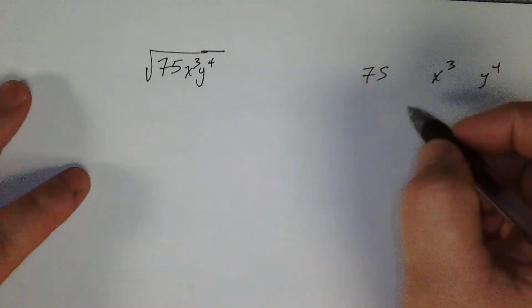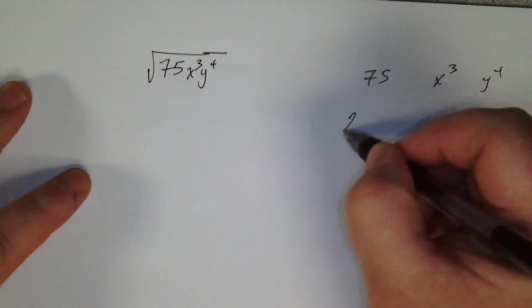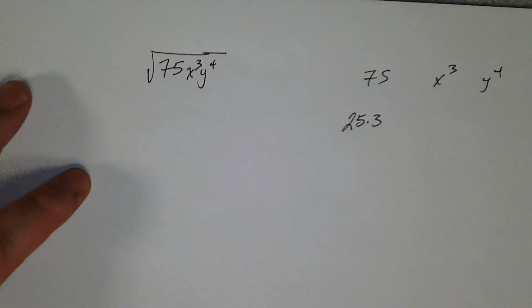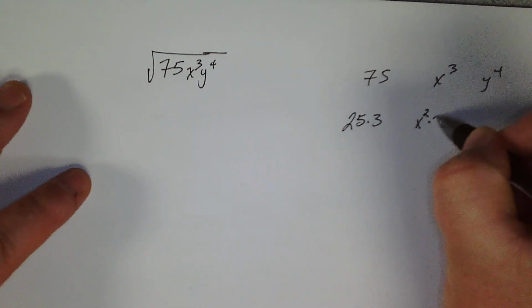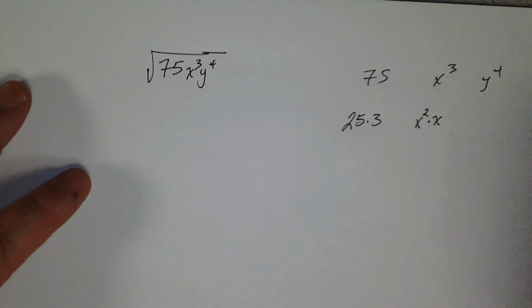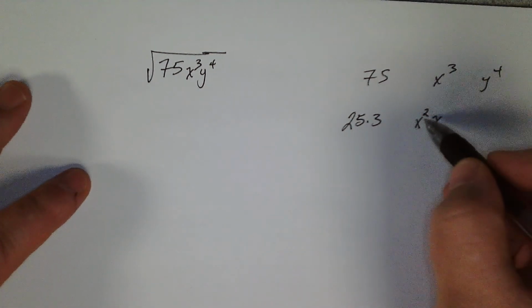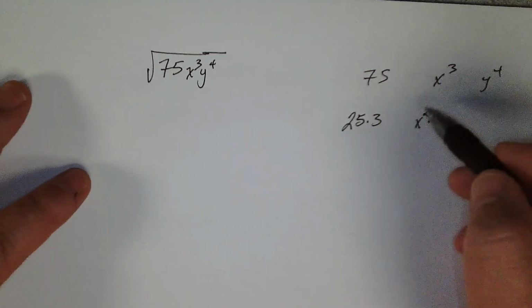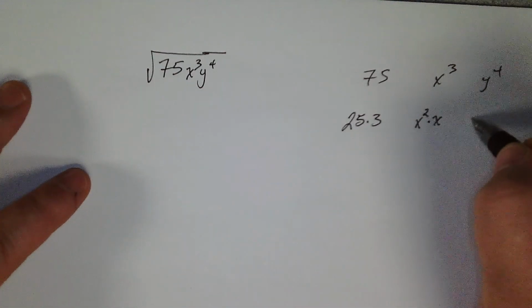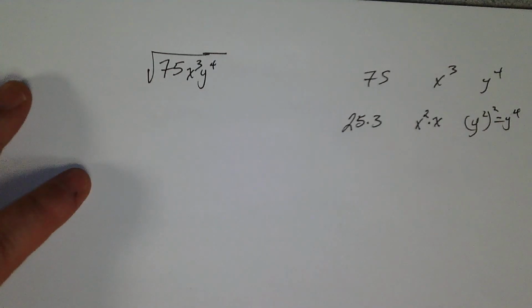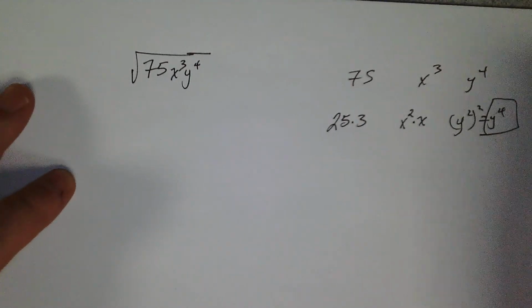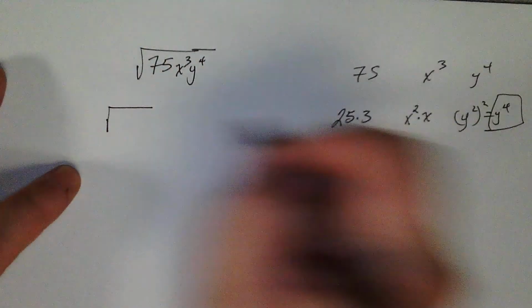Okay? Now, 75, 25 times 3. Yeah? That's going to be the largest square number that's a factor of 75. X cubed. Well, isn't that the same as x squared times x? The reason we think about that is because we're looking for squares. That's a square right there, x squared. And then this is y to the 4th. That's a square. That's y squared squared. That's y to the 4th. Y to the 4th is a perfect square. That's a square number.